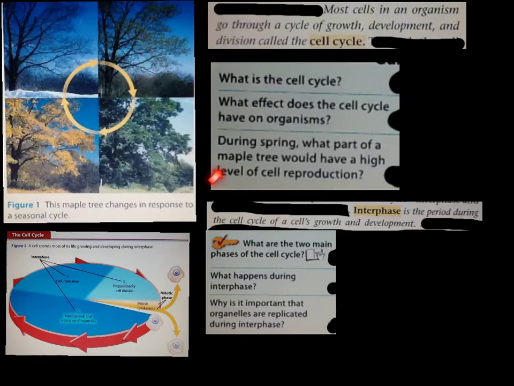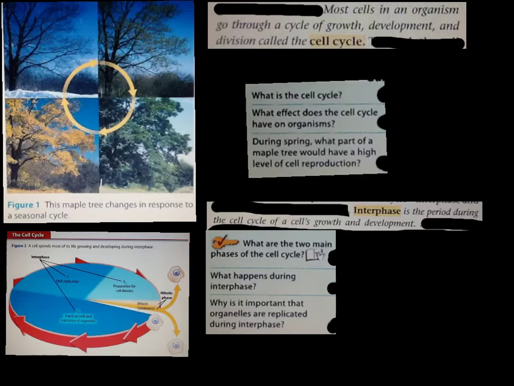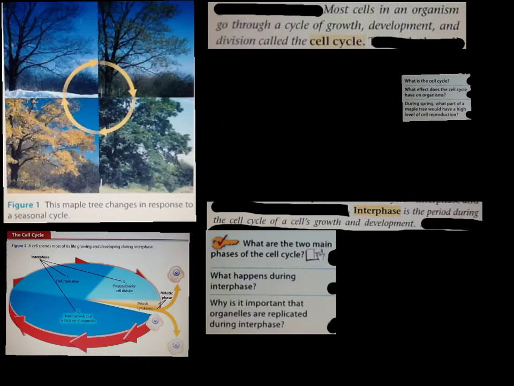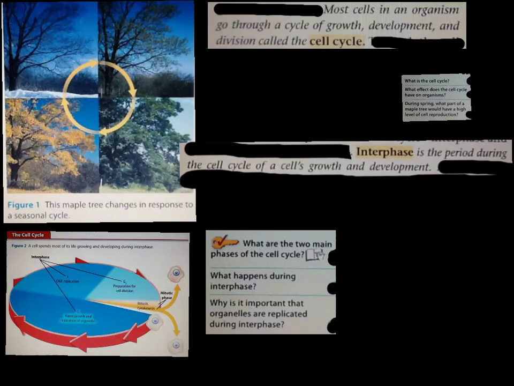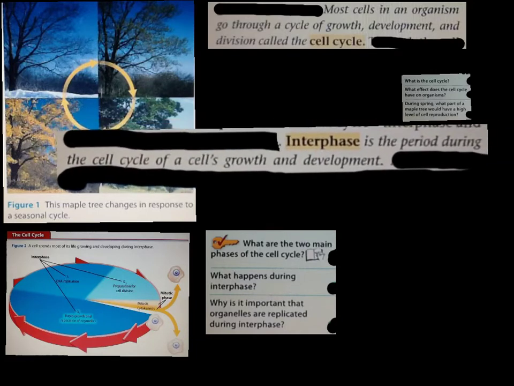Phases of the cell cycle. There are 2 main phases in the cell cycle, interphase and the mitotic phase. Interphase is the period during the cell cycle of a cell's growth and development. A cell spends most of its life in interphase, as shown in Figure 2.